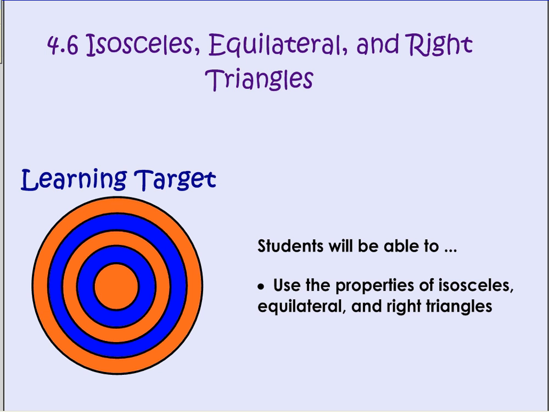Geometry, Section 4.6, Isosceles, Equilateral, and Right Triangles. By the end of this lesson, you should be able to use the properties of isosceles, equilateral, and right triangles.